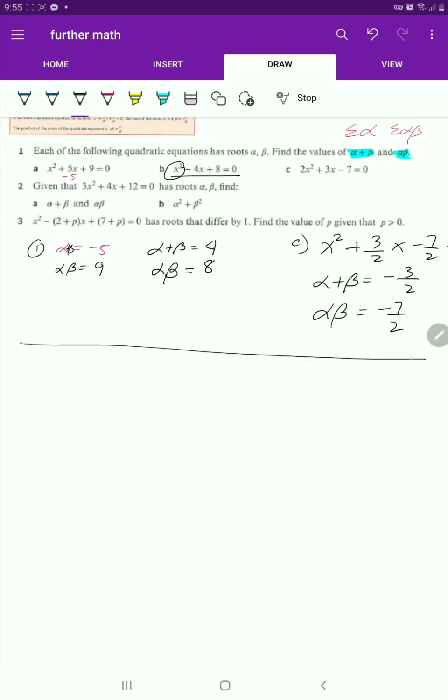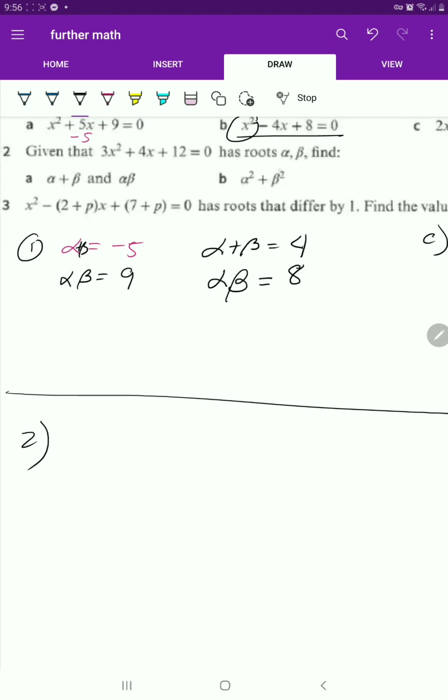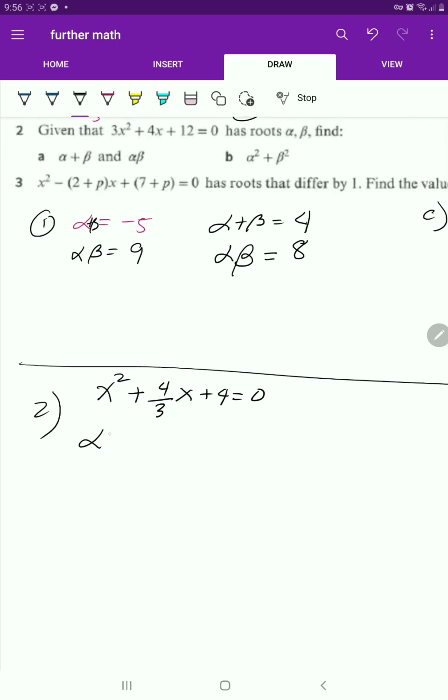Let's look at question number 2. Given that 3x squared plus 4x plus 12 is equal to 0 has the roots alpha and beta, find alpha plus beta and alpha beta. In number 2, just divide everything by 3. Then you will have this is equal to 0. Therefore, alpha plus beta is equal to negative 4 over 3, and alpha beta is equal to positive... no, wait, why did I write 12? Positive 4.